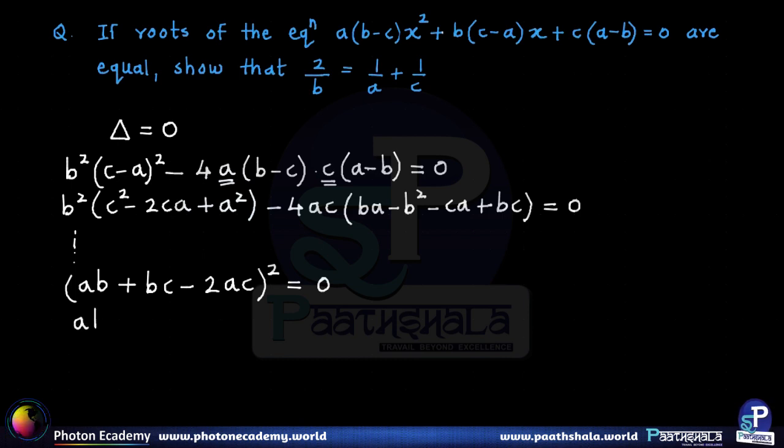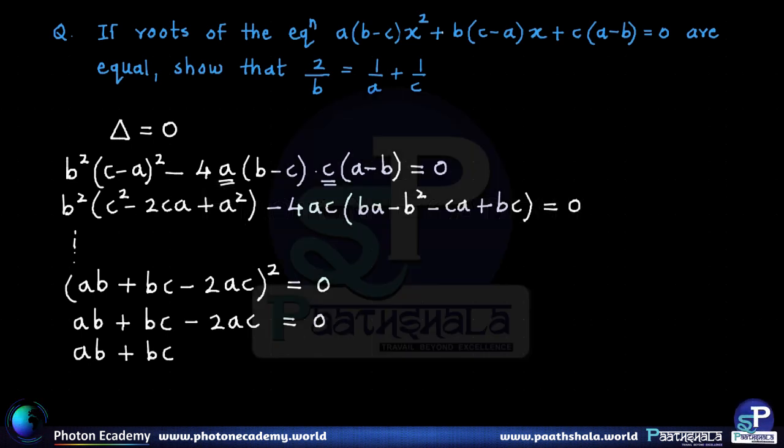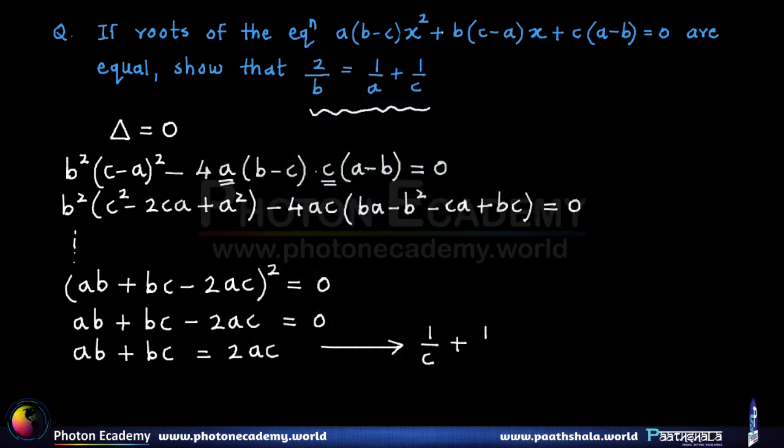So therefore it leads to ab plus bc minus 2ac equal to 0. So therefore taking 2ac on other side, we have ab plus bc is equal to 2ac. And now if we divide both sides by abc, as we can now compare with the expression that we want to prove. So dividing by abc, we get 1 upon c plus 1 upon a is equal to 2 upon b. So that proves the required answer.